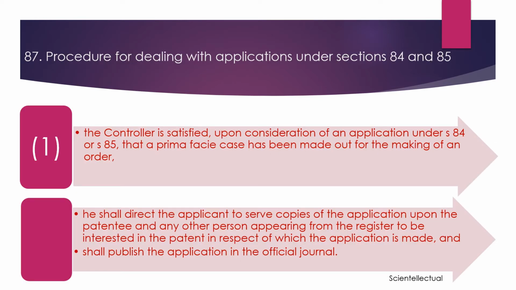Let's come to Section 87, procedure for dealing with applications under Sections 84 and 85. Subsection 1. If the controller is satisfied upon consideration of an application under Section 84 or 85 that a prima facie case has been made out for the making of an order, then he shall direct the applicant to serve copies of the application upon the patentee and any other person appearing from the register to be interested in the patent in respect of which the application is made, and he shall publish the application in the official journal.